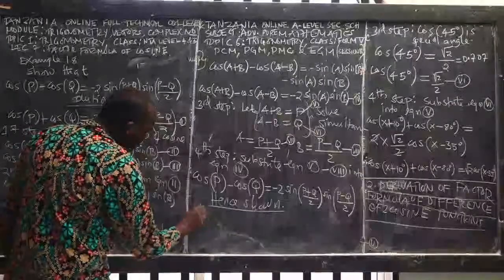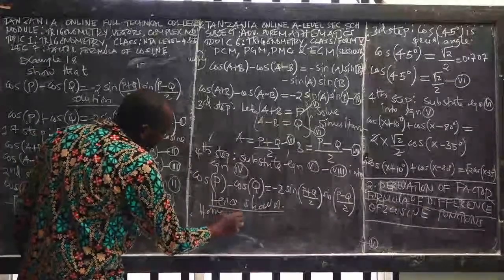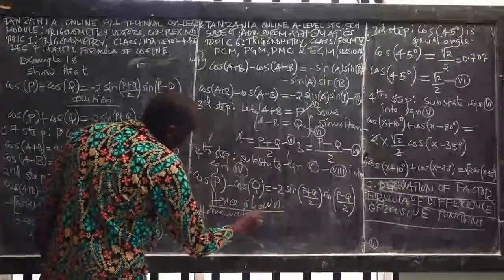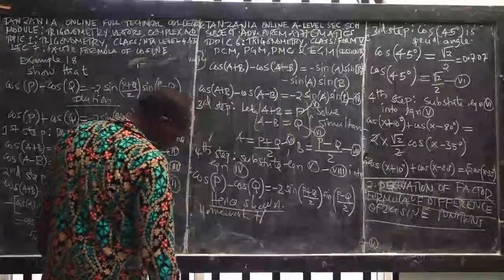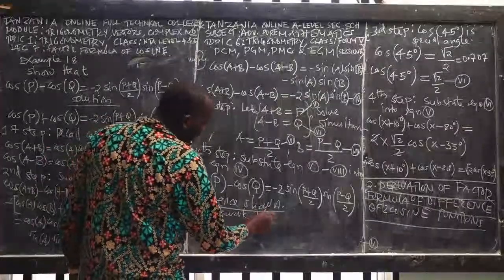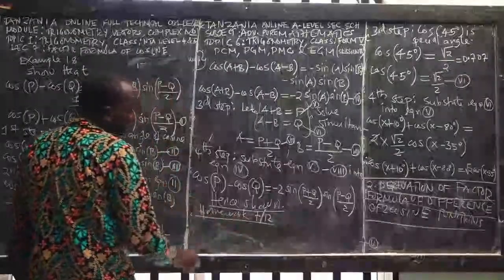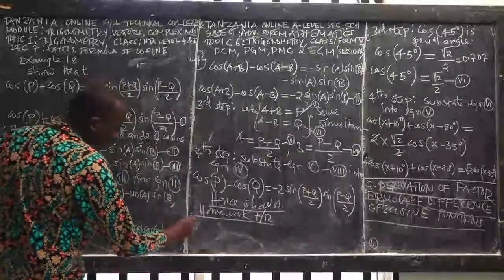So it's time for homework. This is the homework: Homework 7 for ordinary diploma students, but it's homework 12 for A-level students. So express this.